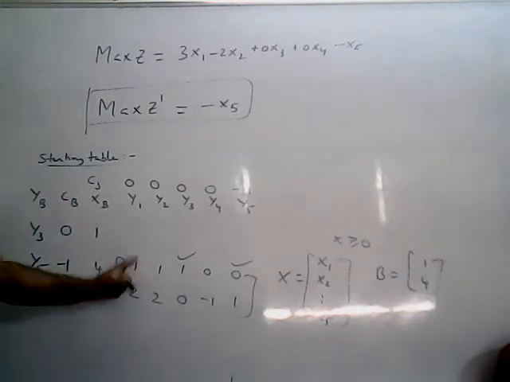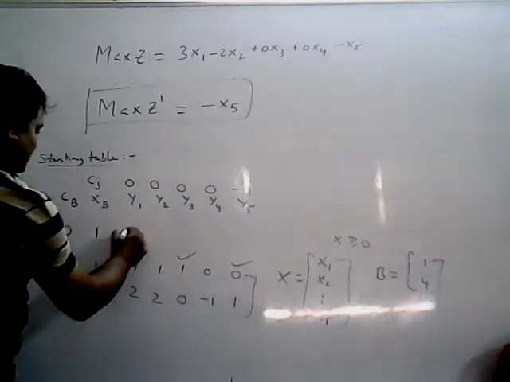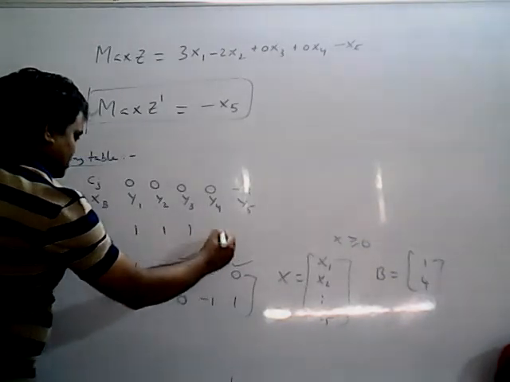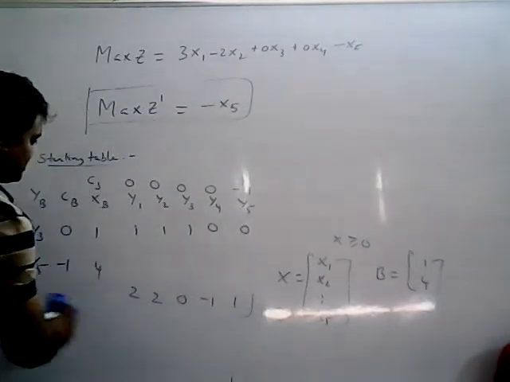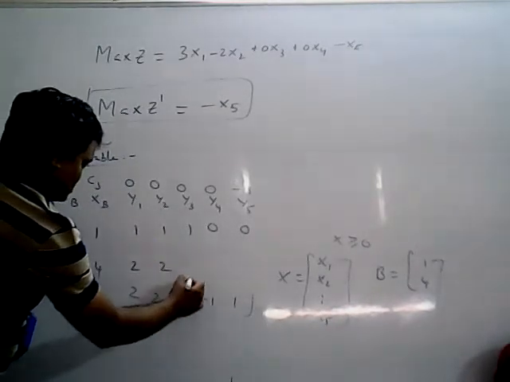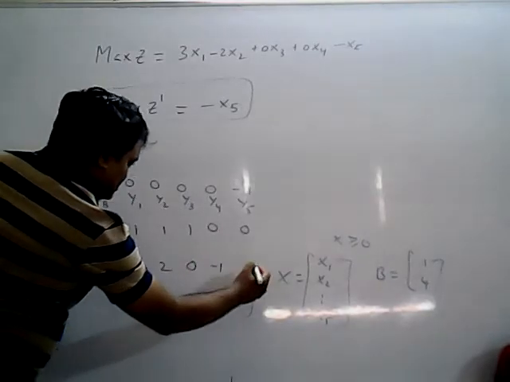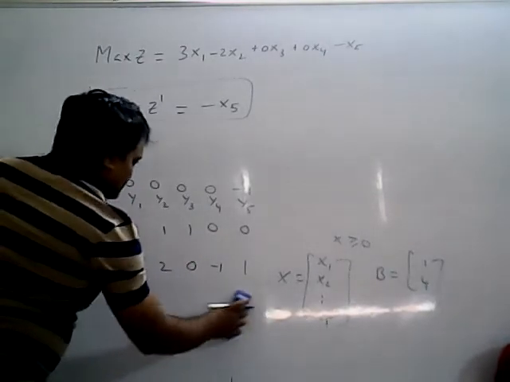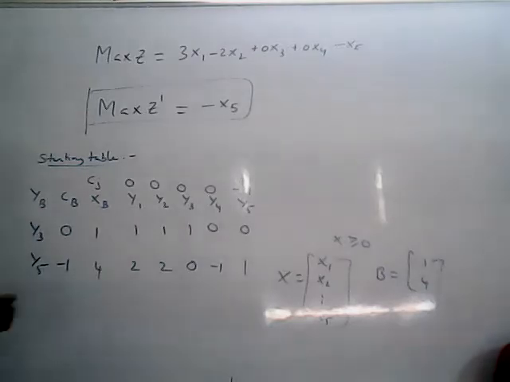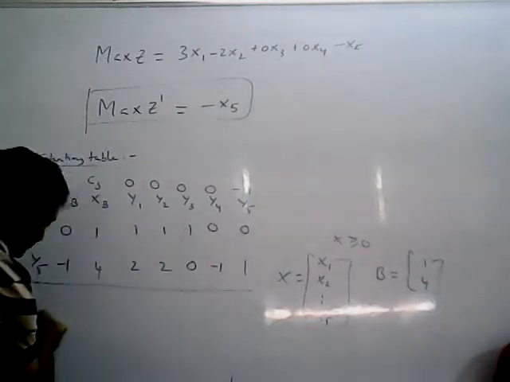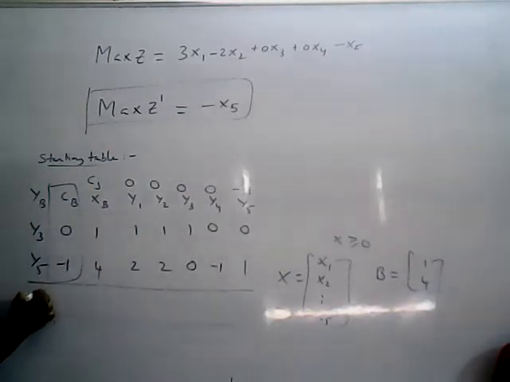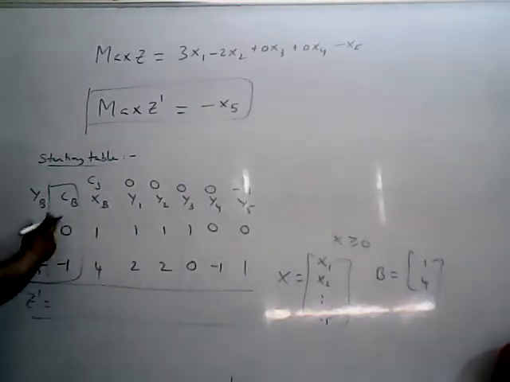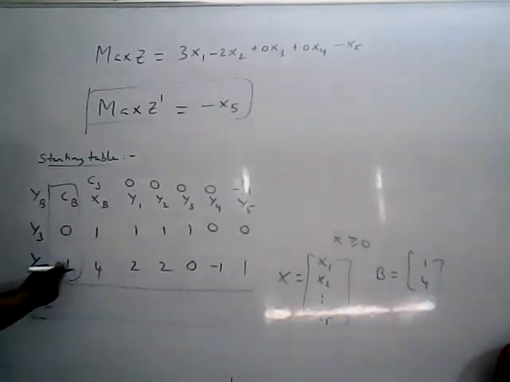Next, the representation of the A matrix. The A matrix is 1 1 1 0 0, and the next row is 2 2 0 minus 1 1. Now you can calculate the two values. What are the two values? The first value is Z, that is Z dash. What is the Z dash value? Z dash value is CB into XB, 0 into 1, and minus 1 into 4, which is minus 4.